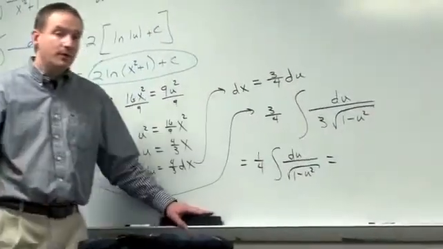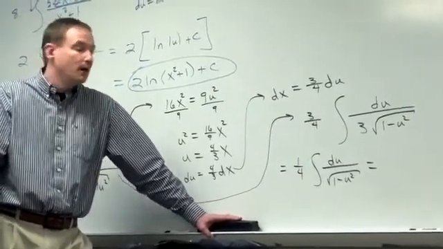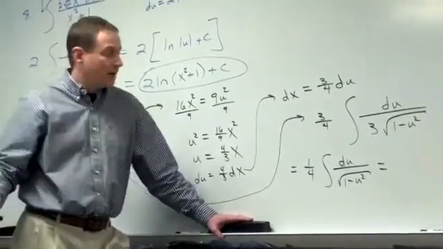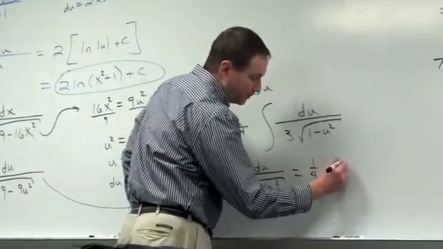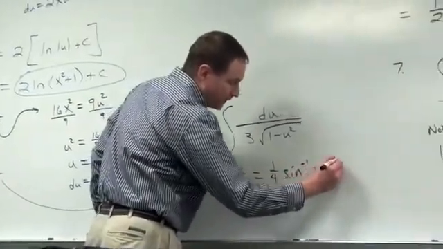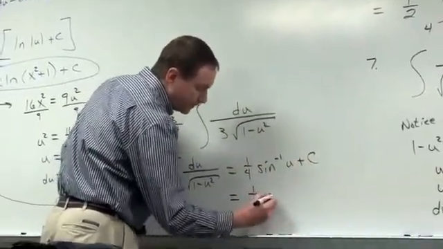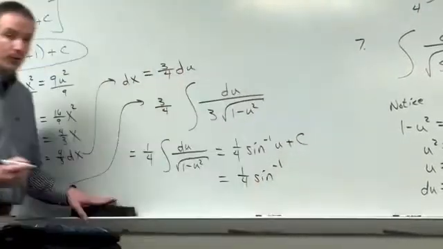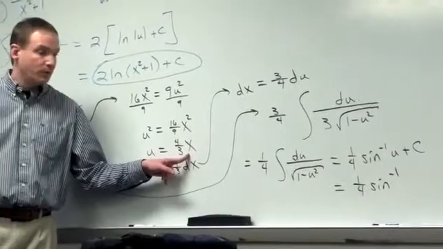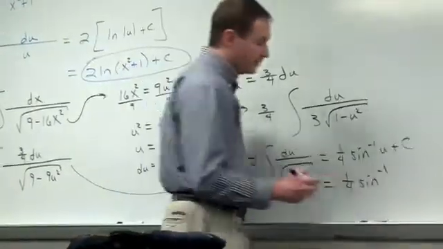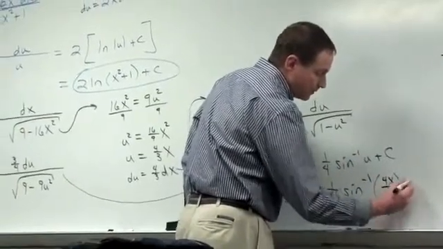So once again, we use substitution to force what we had into what we needed. This is now an inverse sine, so I can say my answer is 1/4 inverse sine of u plus c. So 1/4 inverse sine. u in this problem was 4/3 x, so it's 1/4 inverse sine of 4/3 x, or I could call it 4x over 3, plus c.